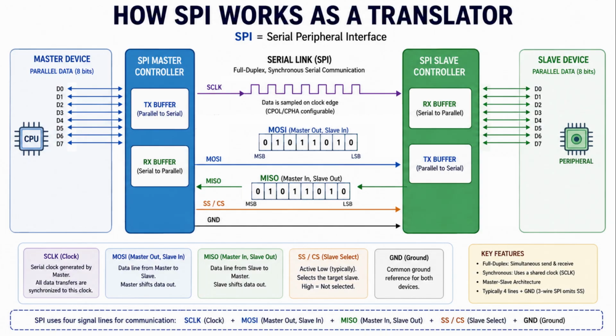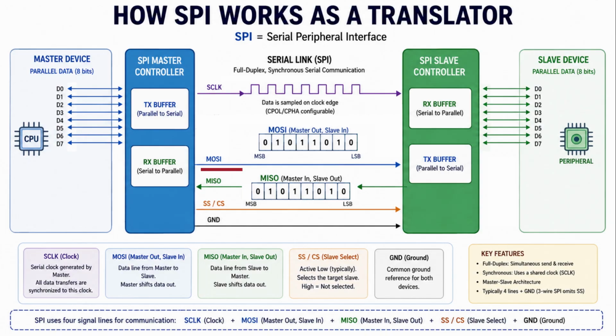Now, let us look at SPI, or Serial Peripheral Interface. SPI is also serial, but unlike UART, SPI is synchronous. That means it uses a clock, and SPI is master driven. The master generates the clock and controls when communication happens. A typical SPI communication has 4 main signal lines. The first one is SCLK. That's the serial clock and it is generated by the master.